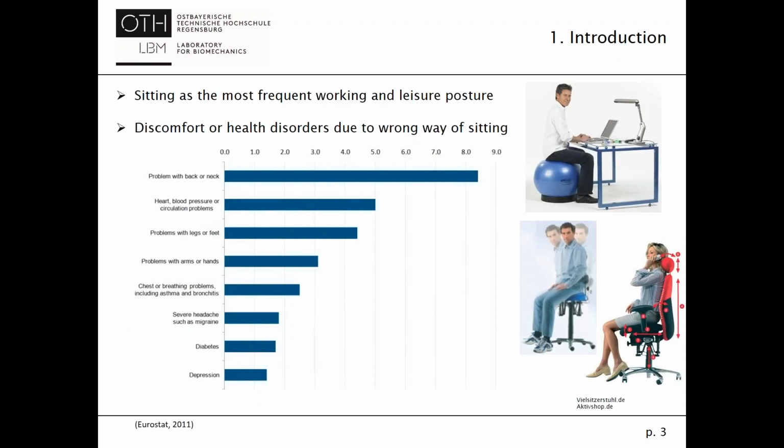So why is this work important? This work is important as sitting is the most frequent working and leisure posture. But sitting in a wrong way leads to discomfort or health disorders, as for example, back or neck pain. The diagram here illustrates that back and neck pain are the leading causes of work loss. And therefore, active seats are developed which might have a positive effect.